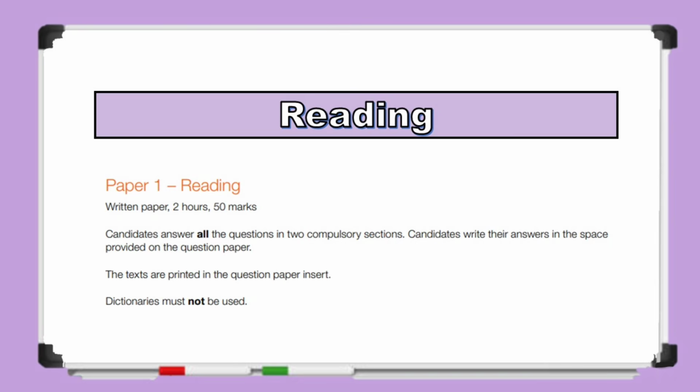In Paper 1, Reading, you answer all the questions in 2 compulsory sections. You write your answers directly in the spaces provided on the question paper, while the reading passages are printed in a separate insert. One important thing to remember is that dictionaries are not allowed during the examination, so you must learn to understand words from their context.